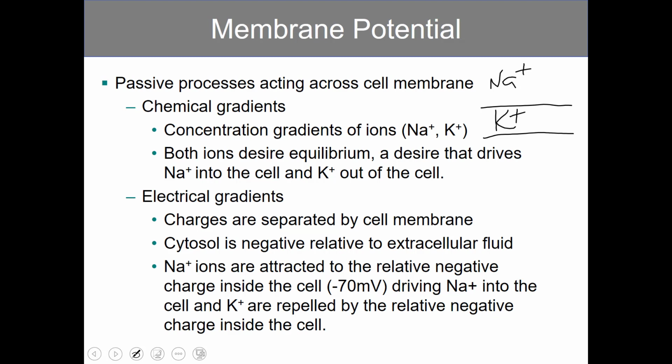What would happen if that sodium-potassium exchange pump stopped working? Well, these two ions would reach a state of equilibrium. They would move through their respective leak channels until sodium concentration outside of the cell is equal to that of sodium concentration inside of the cell. And likewise, potassium would also leak out of the cell until the two sides are equal. So both of these ions desire equilibrium, and that desire is going to drive sodium into the cell and potassium out, and that is the chemical gradient.